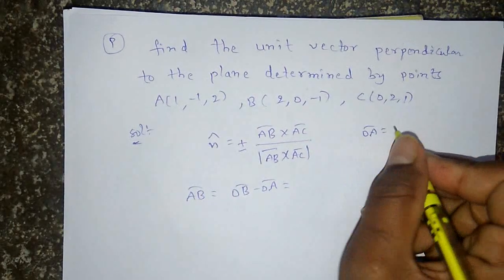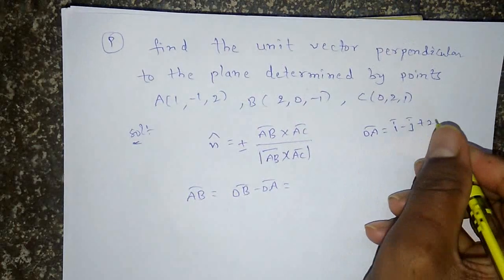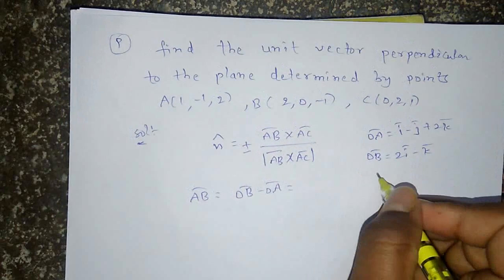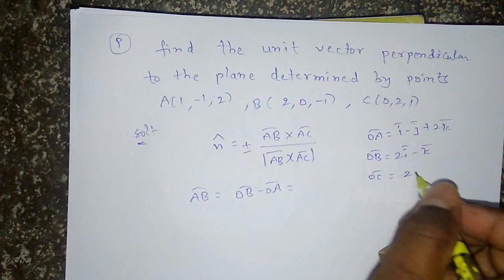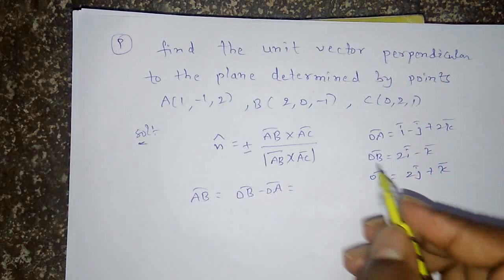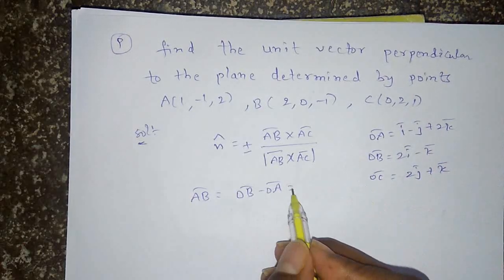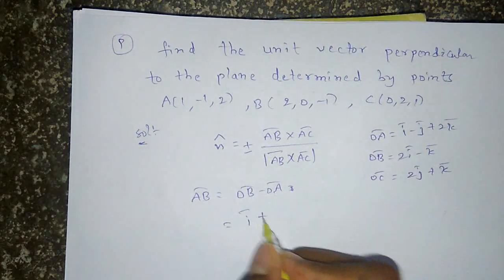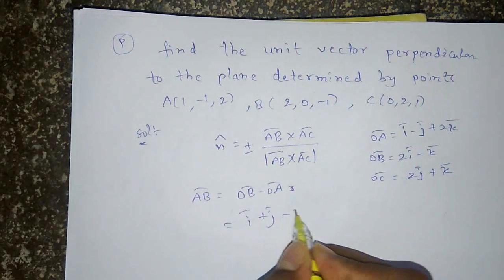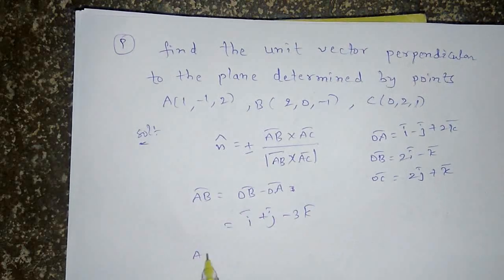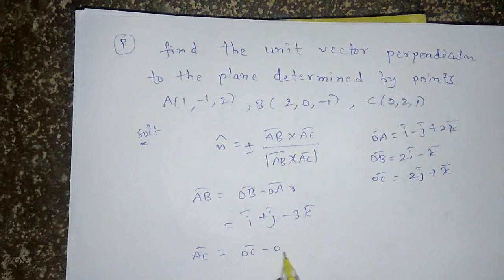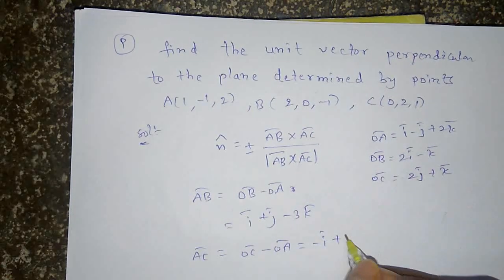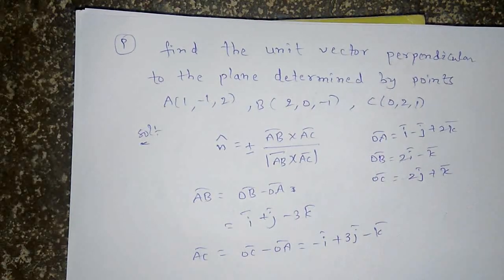So OA bar is equal to i bar minus j bar plus 2k bar. OB bar is equal to 2i bar minus k bar. OC bar is equal to 2j bar plus k bar. These are position vectors. So now OB bar minus OA bar means i bar plus j bar minus 3k bar. Similarly AC bar, let us find, that is OC bar minus OA bar, that is minus i bar plus 3j bar minus k bar.